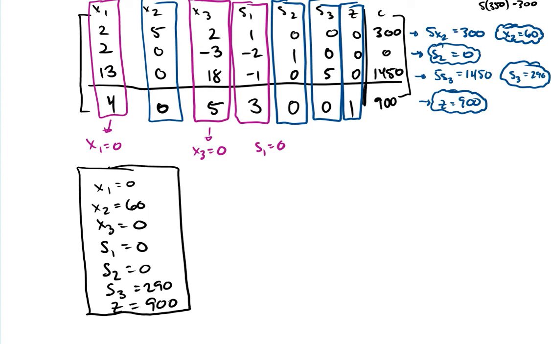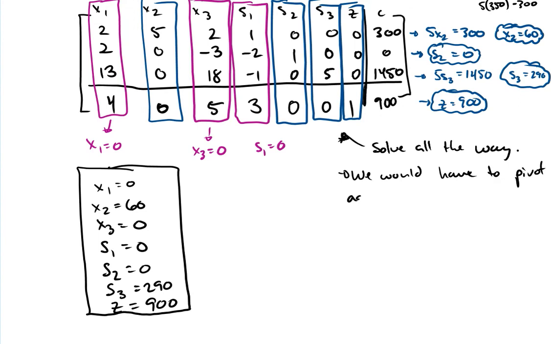Now, if they're saying solve all the way, so we only pivoted once. This problem, we only needed one pivot to get these answers. That would be done. If they did say solve all the way, make sure to check this bottom row. We would have to pivot again, so we start the process over, if the bottom row had any negatives.